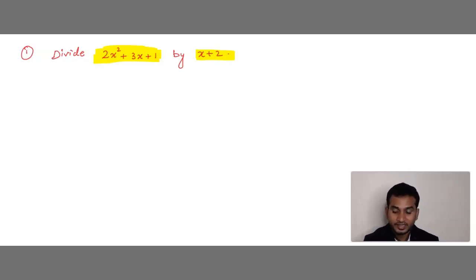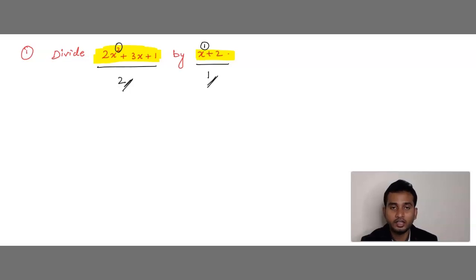Understood? But still, to make it clear, what is the highest degree in this? Highest degree is 2. And what is the highest degree in this? Highest degree is 1. Correct? We can see the variable power is 2 here, so this is the highest degree. Here nothing is written means the power is 1. So here it is 2 and here it is 1.